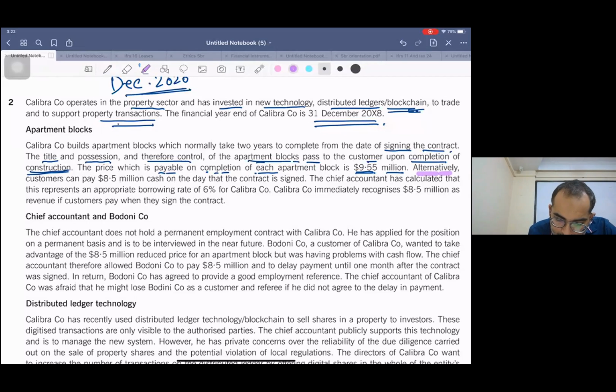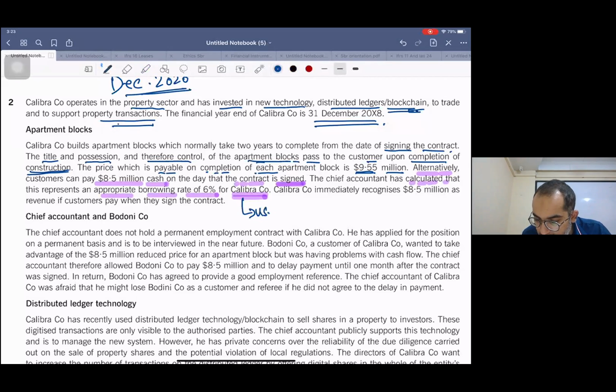Alternatively, the customer can pay 8.5 million cash on the day that the contract is signed. Now the chief accountant has calculated that this represents an appropriate borrowing rate of 6% for Calibra. That means us.